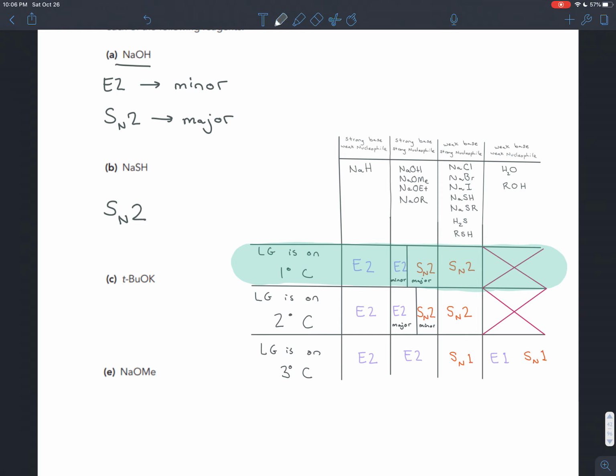For C, we have TBUOK, potassium tert butoxide. Now the tert butyl group is really a carbon chain. And so that is really like this R. It's bonded to an oxygen and then to an ion, so that's a strong base and a strong nucleophile. So in this case, the potassium tert butoxide would give us 2 products. We would have an E2 product, and that would be our minor product, and we'd also have an SN2 product, and that would be our major product.